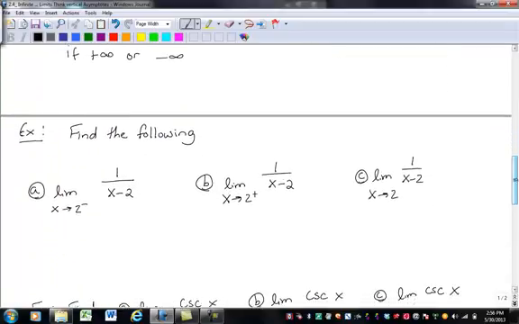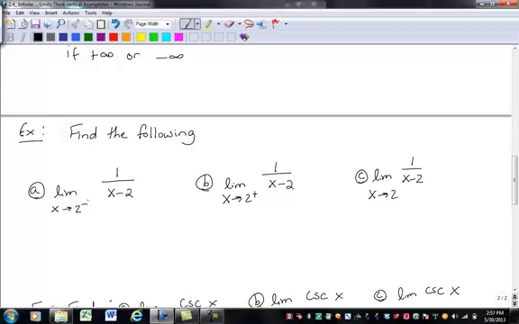And here's an example: 1 over x minus 2. This first problem is the limit as x approaches 2 from the left of 1 over x minus 2. If we take 2 and plug it in for x, we get 1 over 2 minus 2, which is 0. That means there's a vertical asymptote at 2. So at x equals 2, it either goes to plus infinity or minus infinity. Those are the only options. This says approach 2 from the left. If you're to the left of 2, you're a little bit smaller than 2.